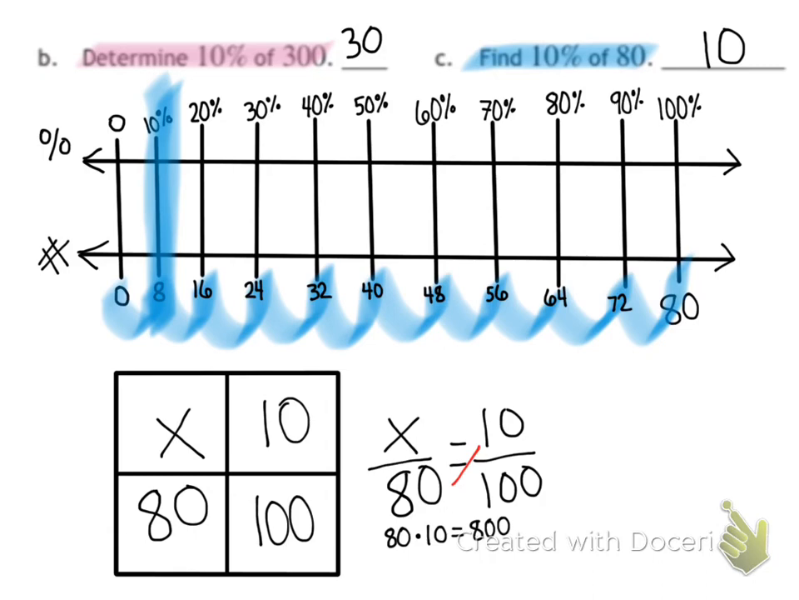So 80 times 10 is 800. And then we divide by the number that we have not used, which is always diagonal from the variable. And here it's 100. So 800 divided by 100 is 8. So I just showed you two different ways to prove that my answer is 8. Oh, and I just noticed, I don't know why I put a 10 here. My answer is 8.